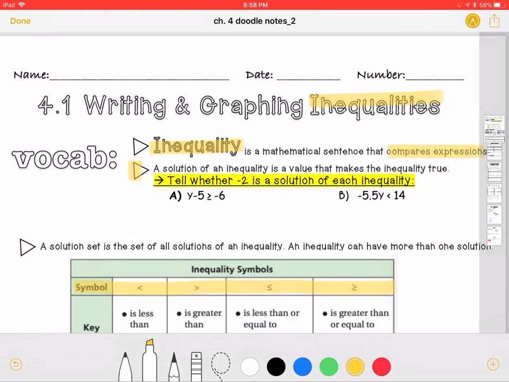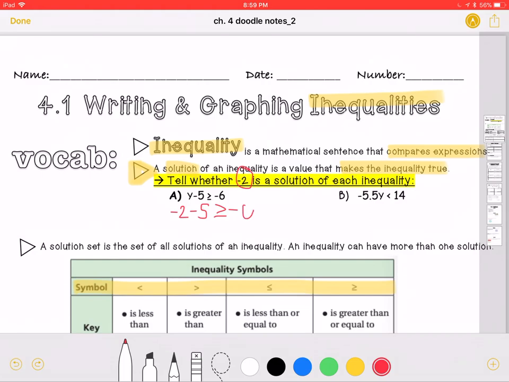So let's backtrack. Let's go back up top here to this second bullet point. A solution of an inequality is a value that makes the inequality true. So we're going to try to decide whether or not -2 is a solution to each of these inequalities. If I want to know if -2 is a solution, I'm going to plug it in for the variable and see if my inequality remains true. So I'm going to replace y with -2. So I have -2 minus 5. Would that be greater than or equal to -6?